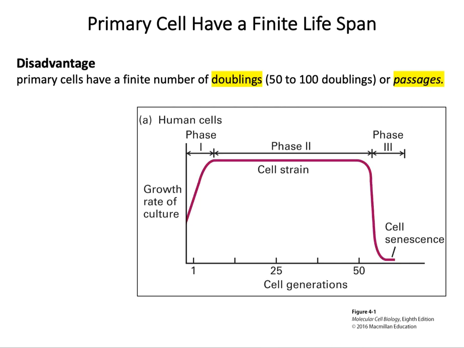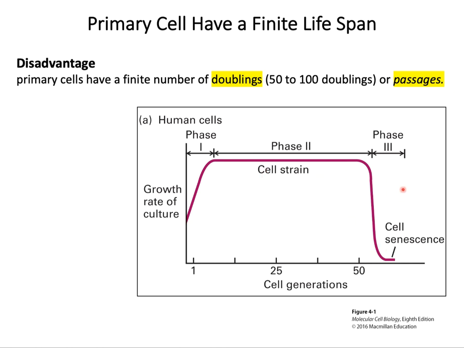This figure shows the growth stages of the cells in culture. On the y-axis is the growth rate, and the number of cell generations is shown on the x-axis. So freshly isolated primary cells have a rapid growth rate, but at about 10 to 12 generations, the growth rate begins to level off, and by 50 generations, you can see that there is a significant amount of cell death. So you can really only study these cells while they are actively growing in phase 2.